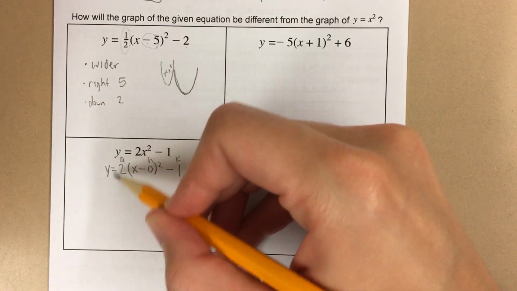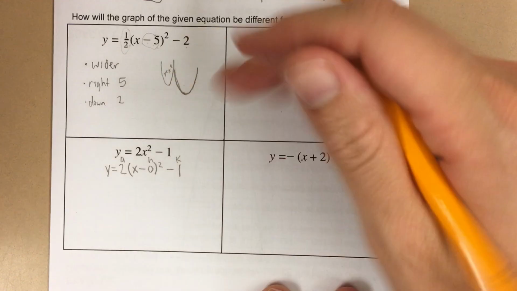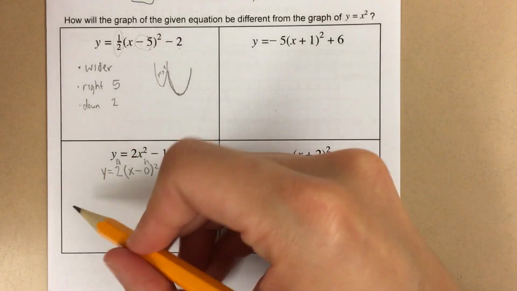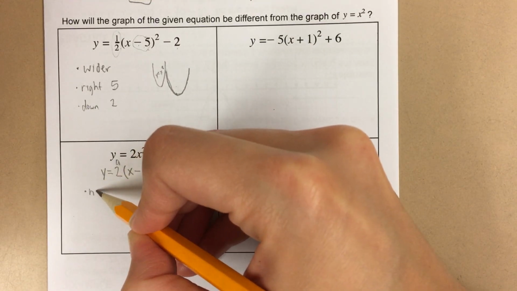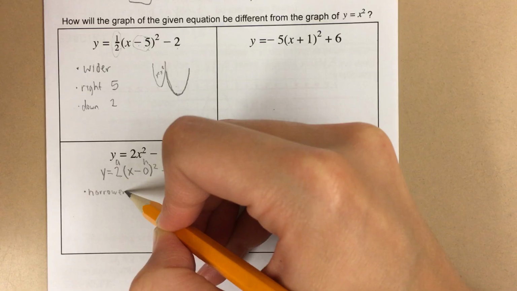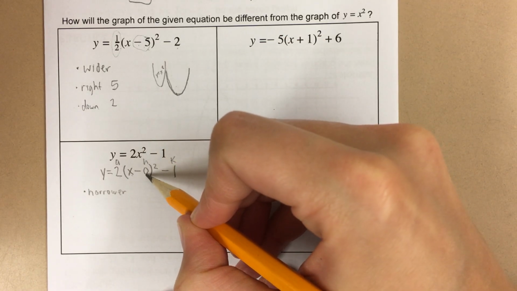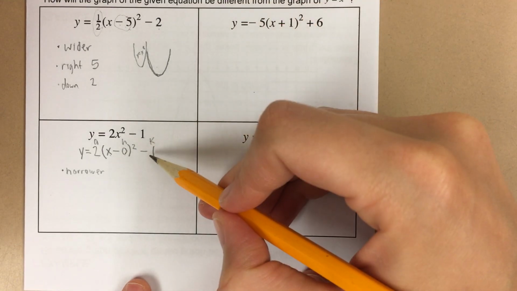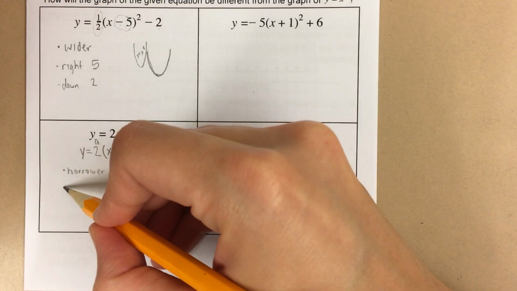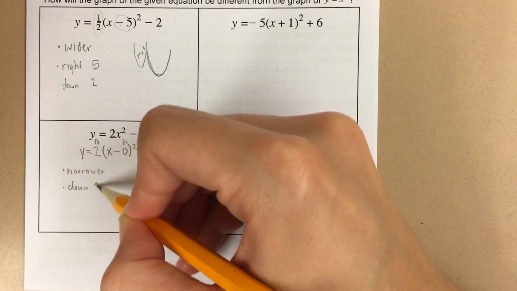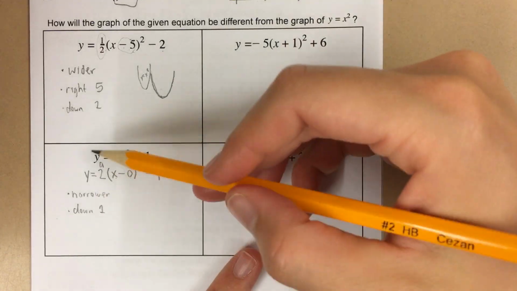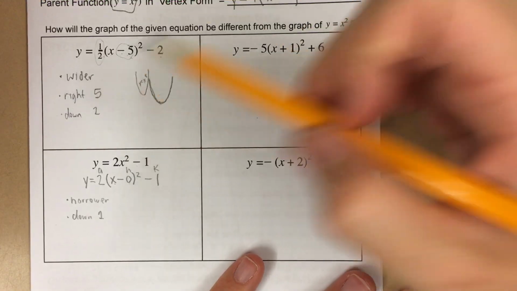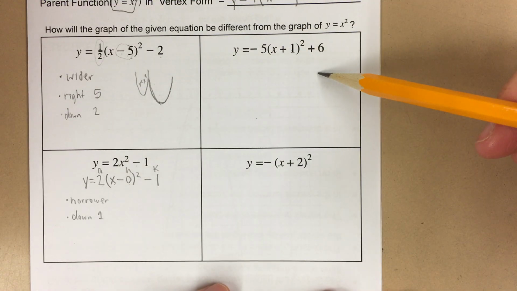So this positive 2, this is positive, so it doesn't flip it. Okay, but it does make it, this is more than 1, it makes it narrower. Okay, let's see. It doesn't move left and right, right? This h is 0, so it's not going to move left and right. Okay, but it is going to go, this is a negative k, this is going to go down 1. Okay, so notice here is only 2 differences between the parent function and this graph. Here there was 3 differences. I'll tell you, here there's 4 differences.